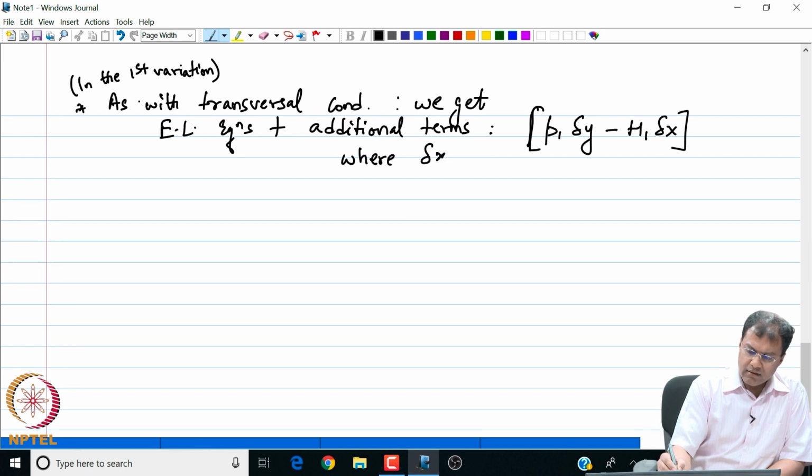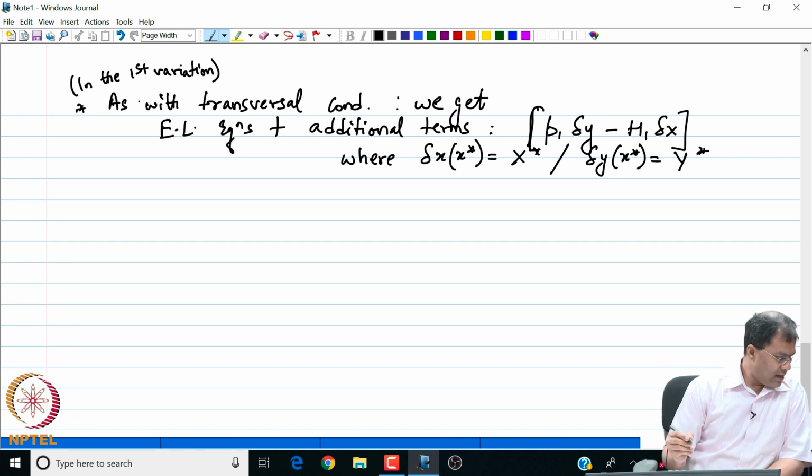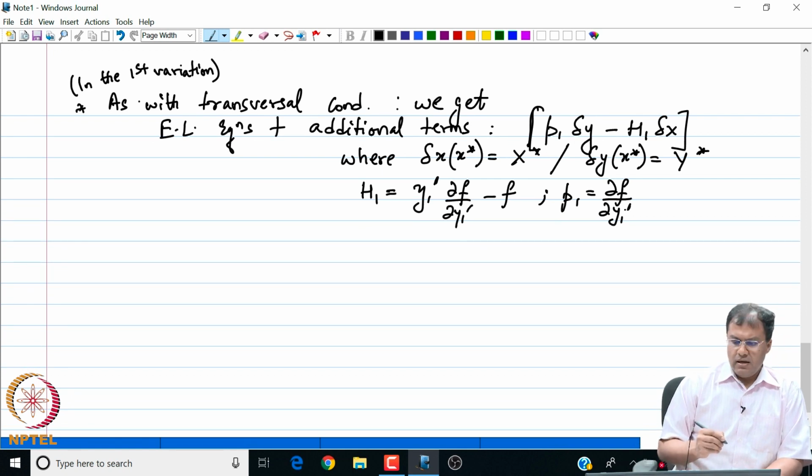my delta x at x star, the corner point, comes out, let us say that this is capital X star, and my delta y at the corner condition x star is y star, right. So, which means my Hamiltonian, the function h, by definition is y1 prime partial f partial y1 prime minus f, and my p1, the momentum, is partial f partial y1 prime, right. Okay.